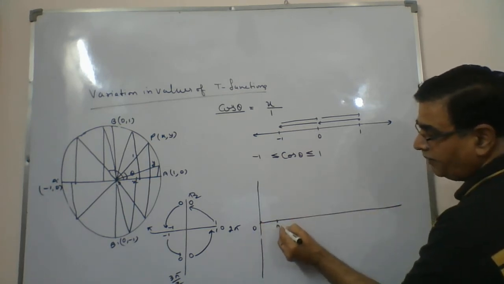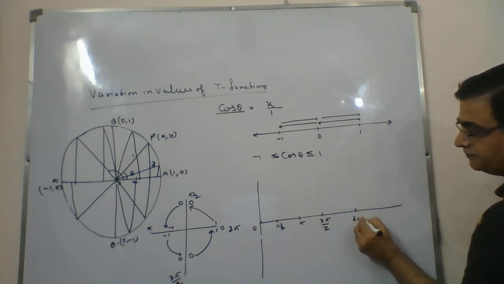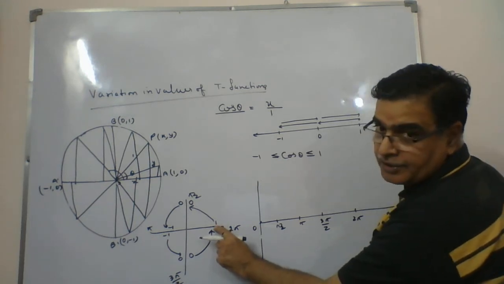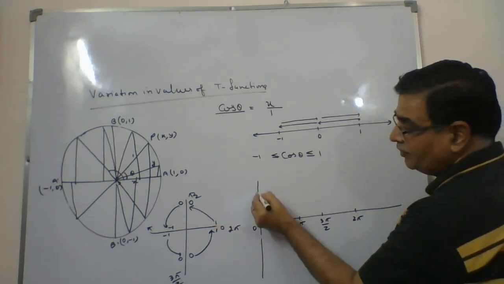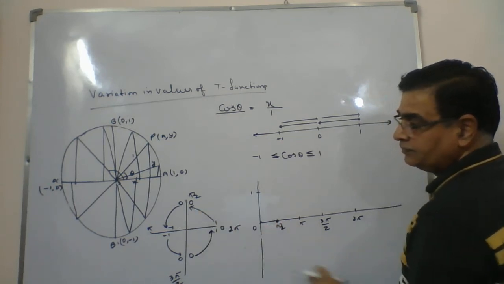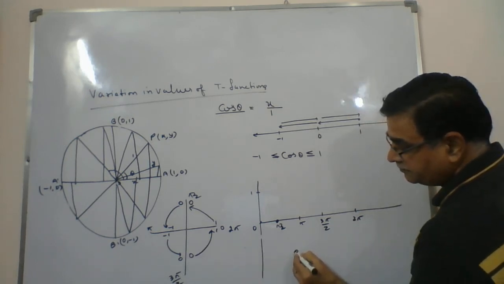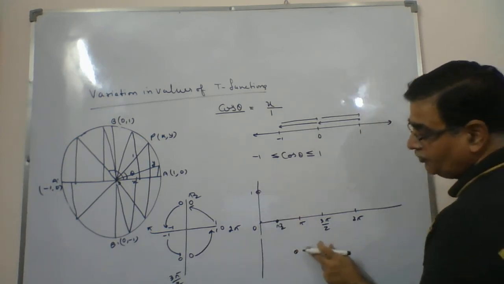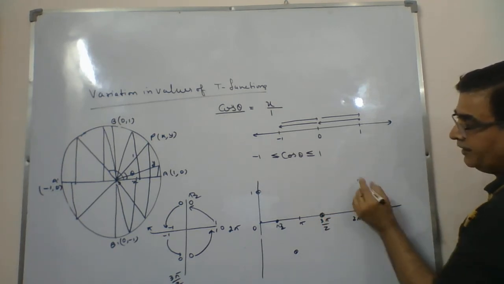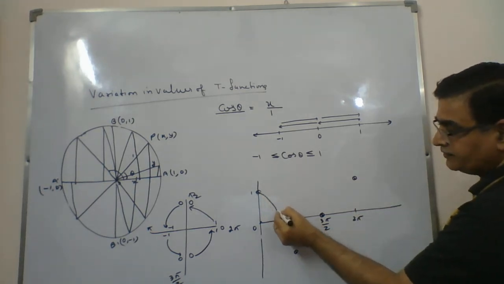0 is here, pi by 2, pi, 3 pi by 2, 2 pi. At angle 0, it comes out to be 1. So at 0, the value is 1. At pi by 2, it is 0. Then at pi, it becomes minus 1. Then at 3 pi by 2, it will again become 0. And then at 2 pi, it will become 1. So that means the graph goes like this.